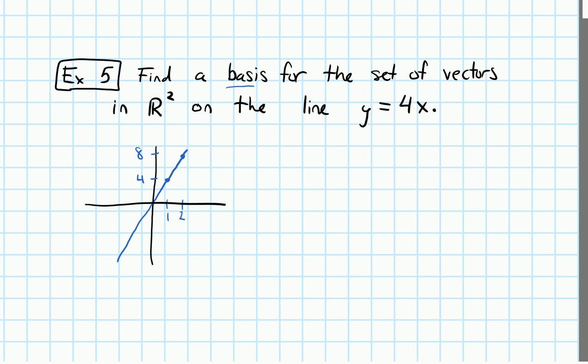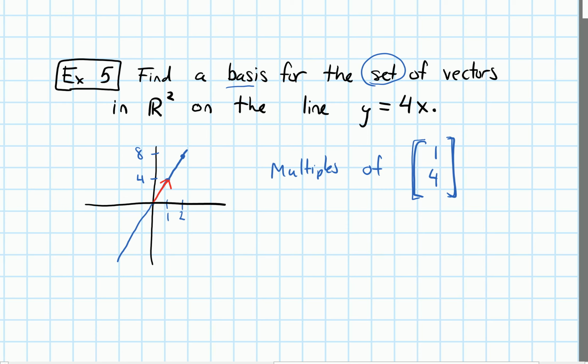Okay, so I notice that if I take one arbitrary vector on this line, for example this vector right here, all the other vectors on this line are multiples of this red vector that I've just drawn in. So we're looking at all multiples of that red vector. That red vector went 1 in the x direction and 4 in the y direction. In other words, our set right here is the span of the vector 1, 4.